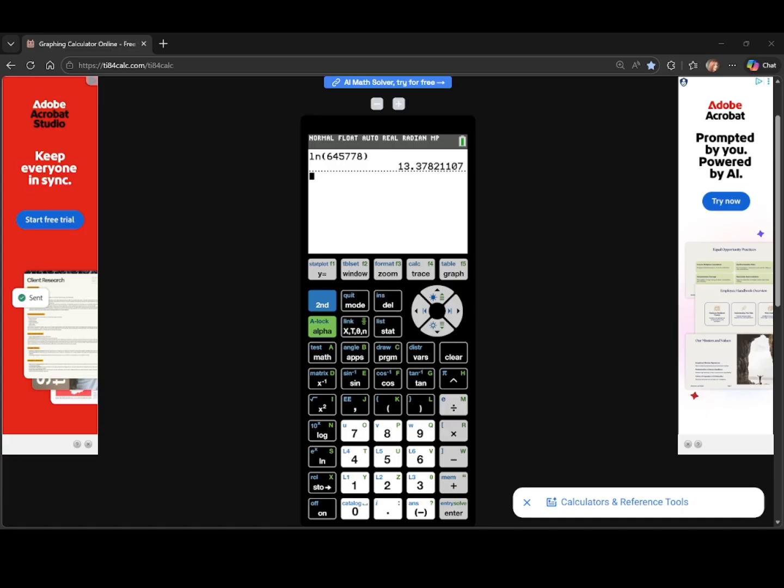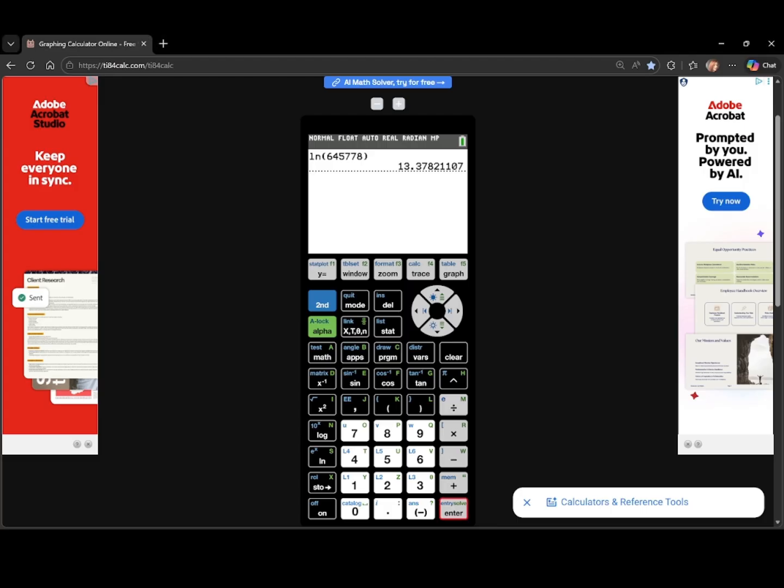The next one, I won't jar you around and switch you back, but the next one asks for the natural log of 0.0000239. So we'll do that next. Natural log of 0.0000239. And that, of course, is negative 10.64.